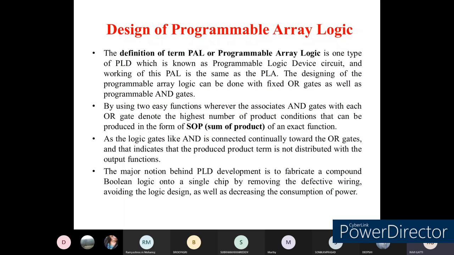We can do the sum of product. How? 1 into A bar plus B bar into 1. So it is nothing but a sum of product that we will get. From this sum of product, we can create or configure your AND logic and OR logic, so that we can realize A bar plus B bar.